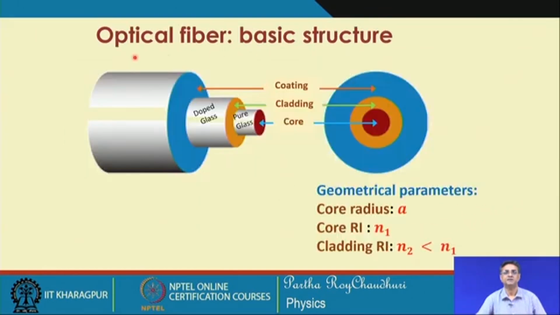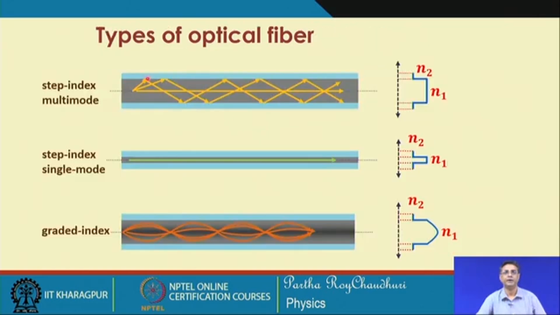So, the basic structure of an optical fiber consists of a pure glass, then doped glass, or it may be the other way also, doped glass as a core and pure glass as the cladding, and then you have a coating which is a strength member. We usually designate the core radius as a, core refractive index n1, which must be greater than the cladding refractive index n2. Okay. So, there are various types of optical fibers.